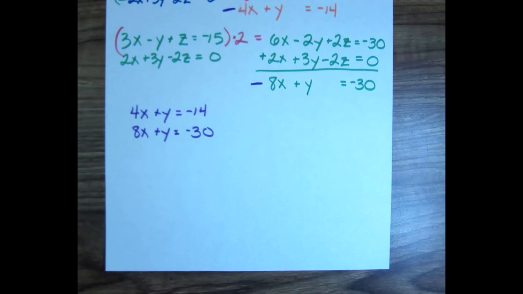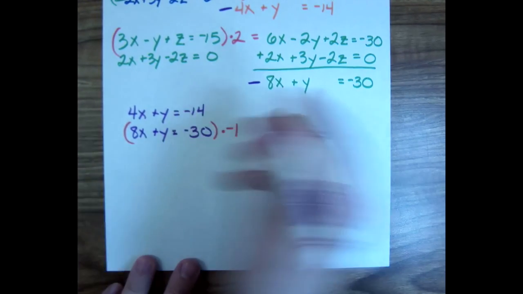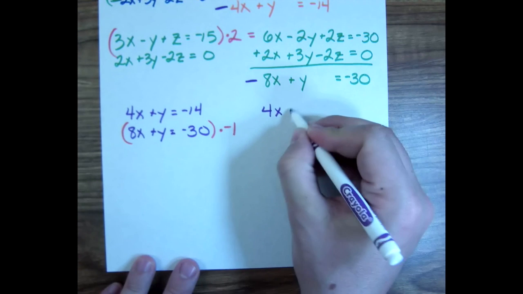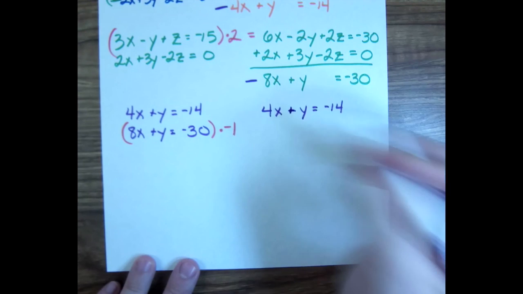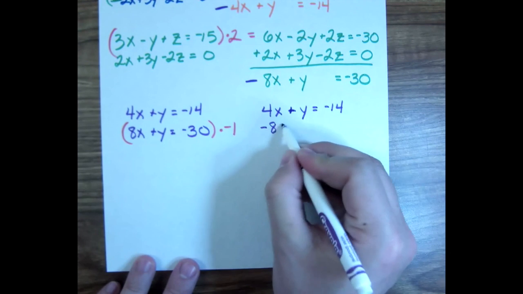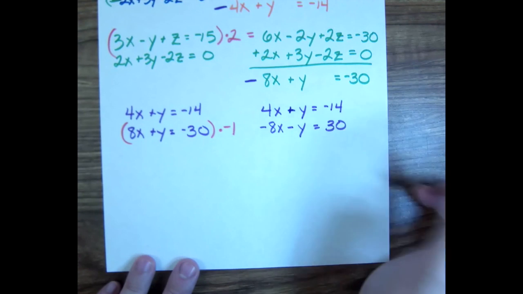They're already lined up. If I added them right now, nothing would go away, right? Nothing would eliminate. So what can I do to make something eliminate? Make one subtract. Sure. Which one do you want to do, top or bottom? Bottom. Multiply the bottom by negative 1. So the top's going to stay put. And the bottom will be negative 8x minus y equals 30.